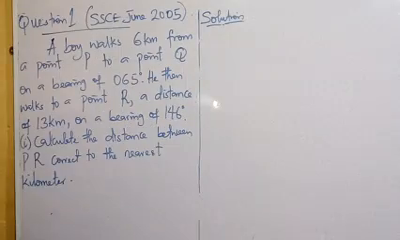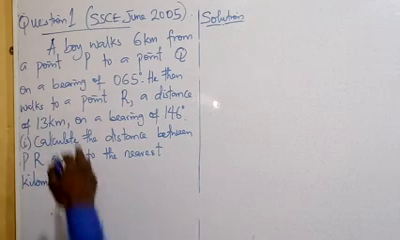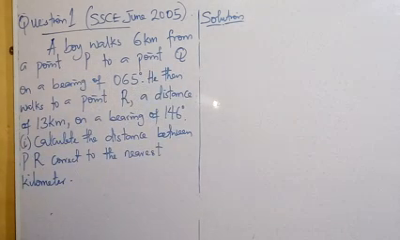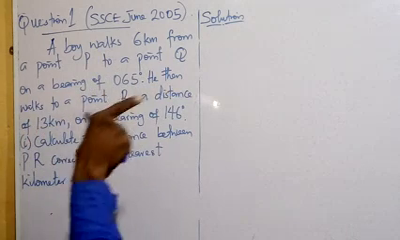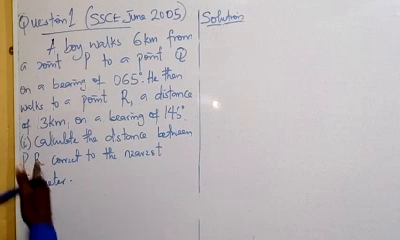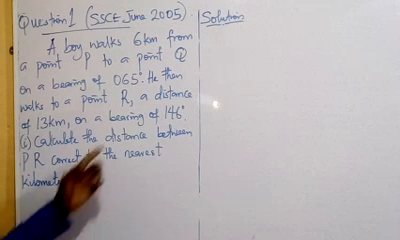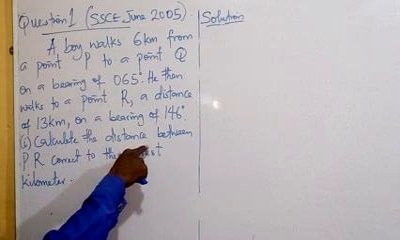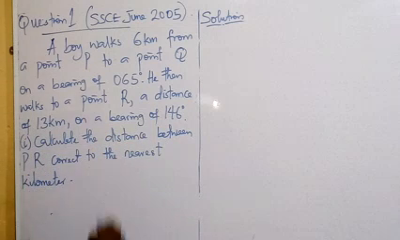All right, let's look at this question on the board. It's on bearing. A boy walks 6 kilometers from a point P to a point Q on a bearing of 065 degrees. He then walks to a point R, a distance of 13 kilometers, on a bearing of 146 degrees. Calculate the distance between PR correct to the nearest kilometer.